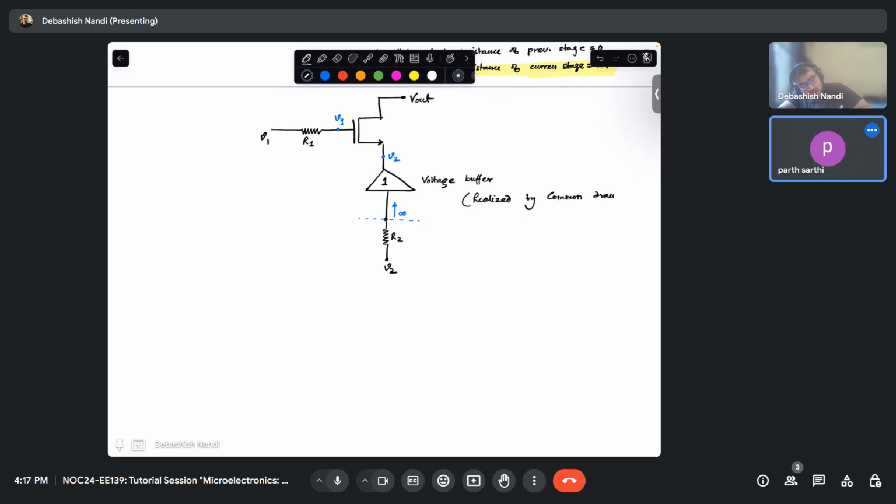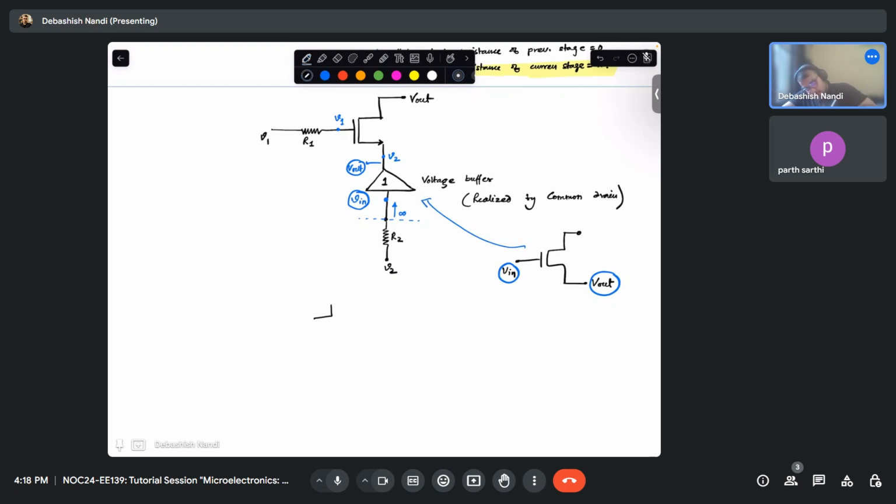So how does a common drain look like? Common drain looks like this: this is your input, this is your output, and this is the common part of the thing, right? So this is your V in, this is your V out. In our case, this is my V out of the buffer and this is the V in of the buffer. We will just connect this block here. So now see, if I draw my circuit like this, do you recognize this or not?